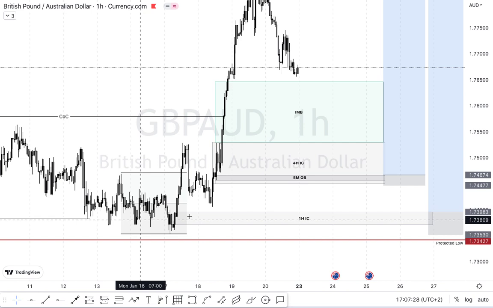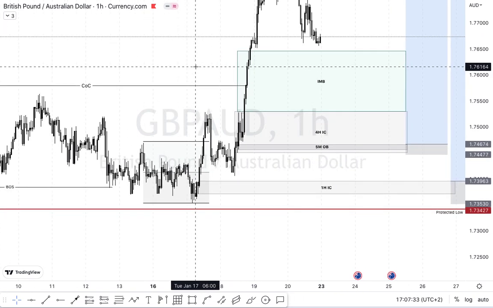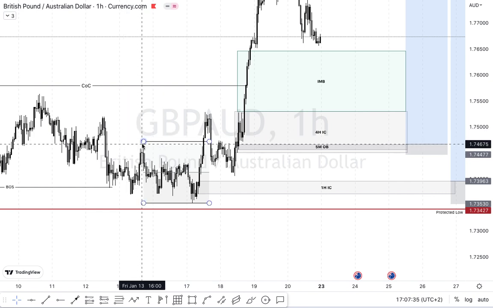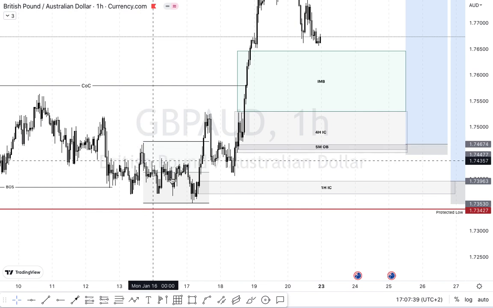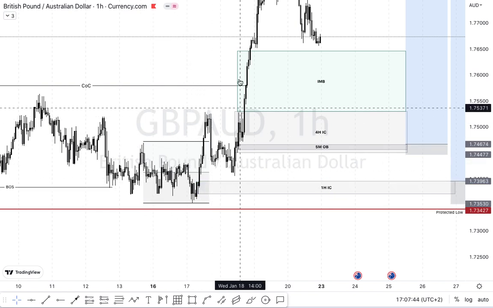And so this is minor structure. We're on our H1. This would be presenting a lot clearer on our 15-minute and smaller time frames, where this was the very last minor high, minor lower low, and then break of structure right over there. Cool.